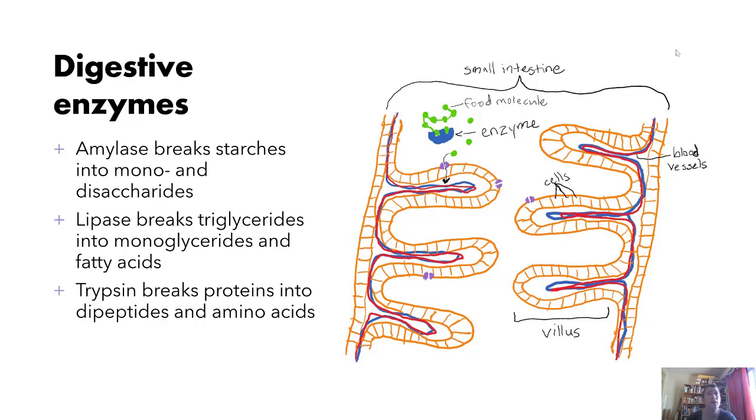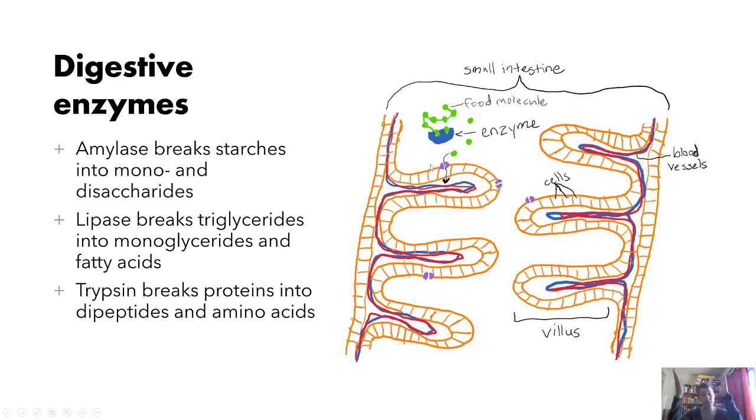So if we want to look at a few specific kinds of enzymes, here are some of the digestive enzymes that are active in the small intestine. All three of these enzymes, amylase, lipase, and trypsin, are made by the pancreas, which then secretes them through a tube into the small intestine.